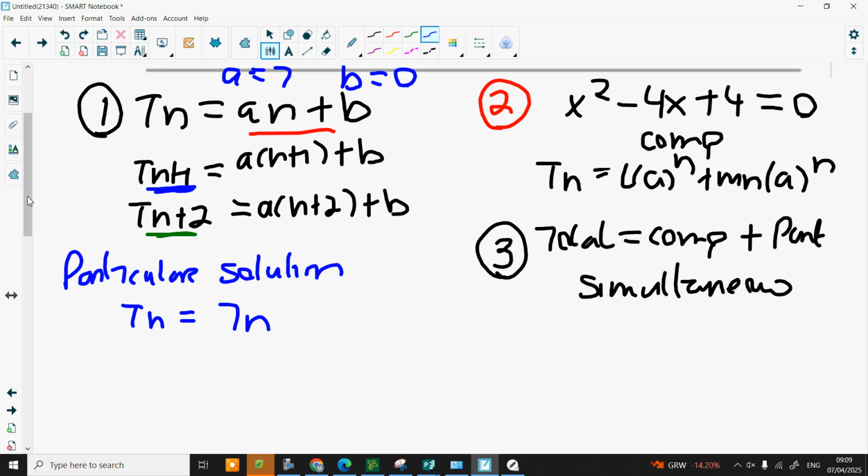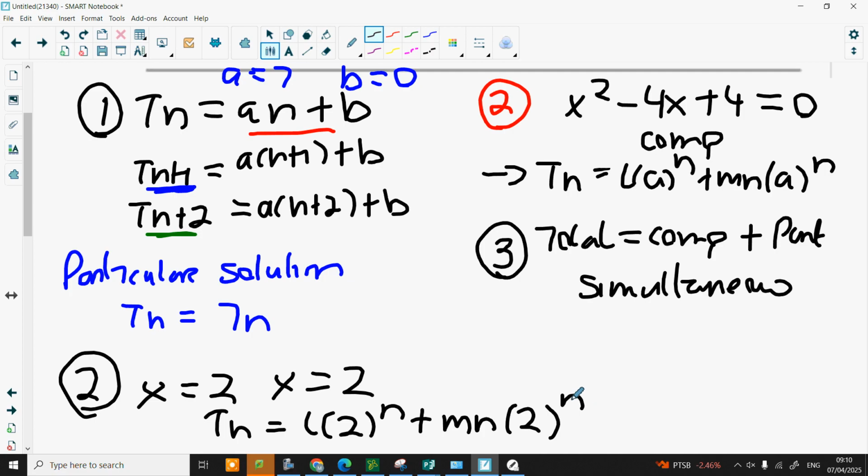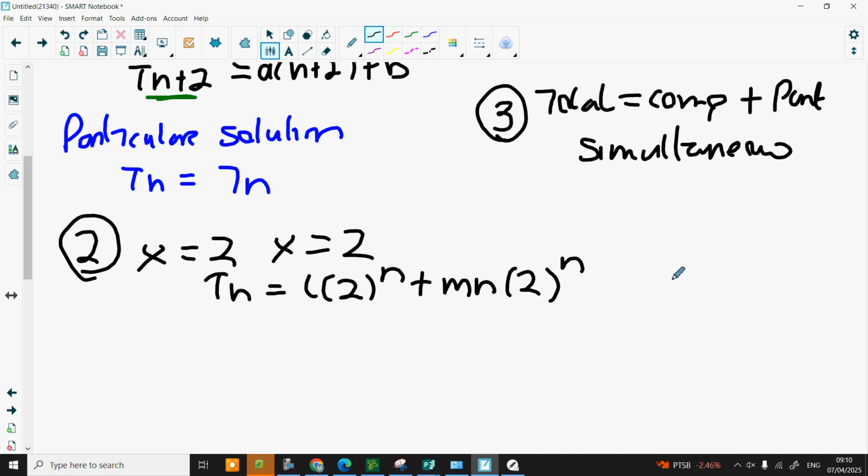Now, what we're noticing about part two, the complementary solution, is it's a repeated root. When you solve that, you're going to get x equals 2 twice. Then you're going to have to use the homogeneous rule 2, which is going to be Tn equals L times 2 to the power of n, plus m times n times 2 to the power of n. And that is known as our complementary solution.